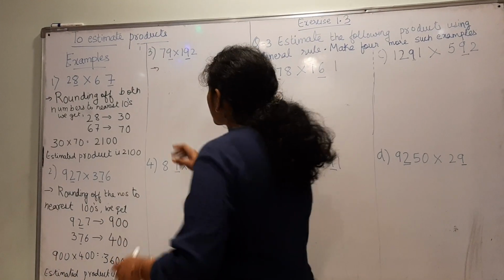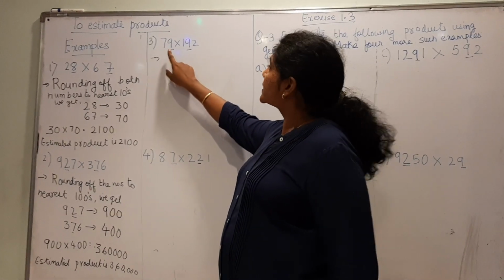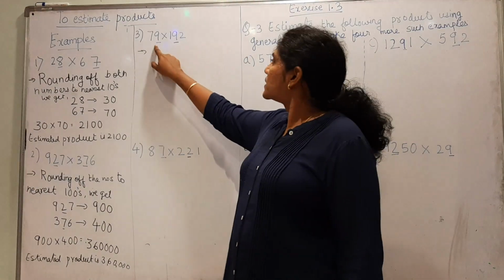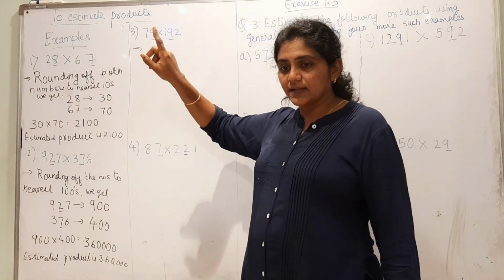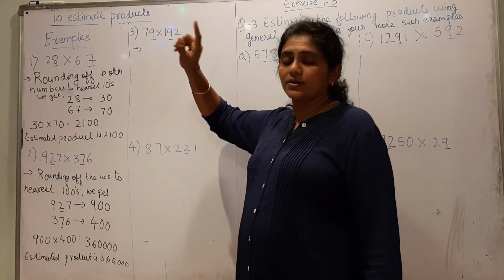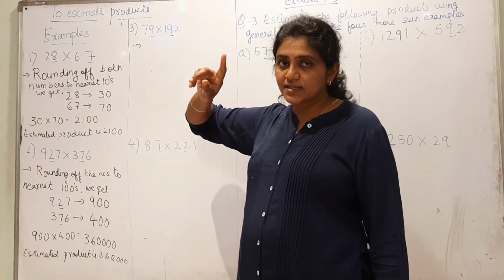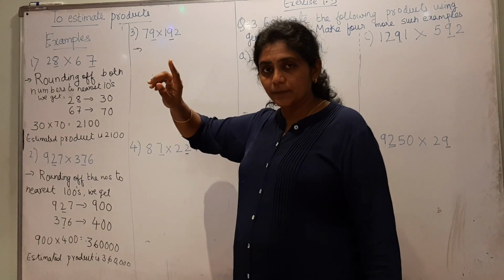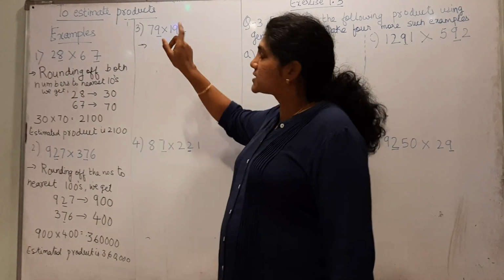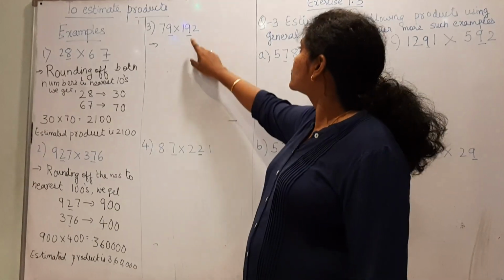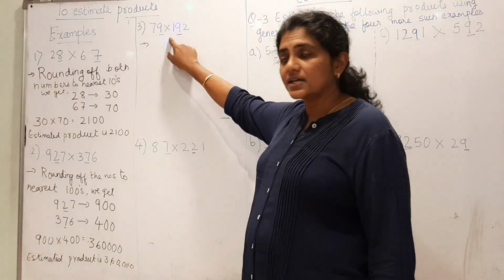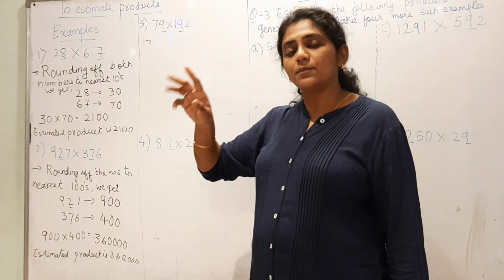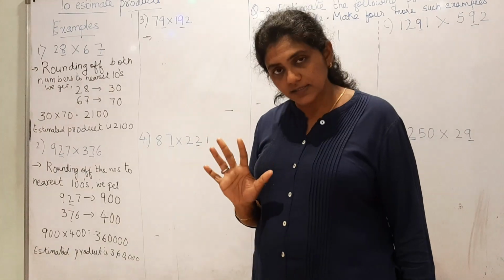Now here is the third example. It is 79 into 192. These two numbers, if you see, 79 can be rounded off to the nearest tens. When we round off to tens, it will be 80. Here, 192 can be rounded off to the nearest hundreds. So here we get 80 into 200. Multiply it, that is the answer.